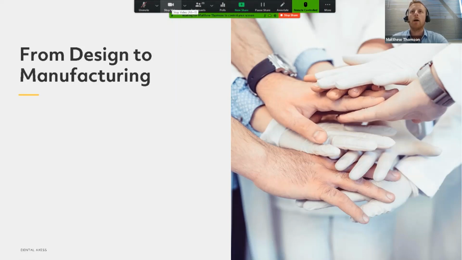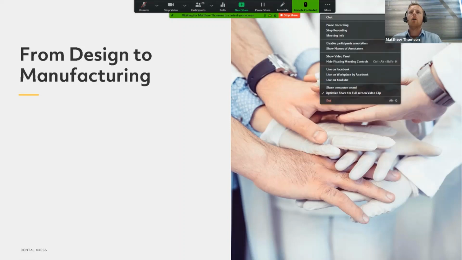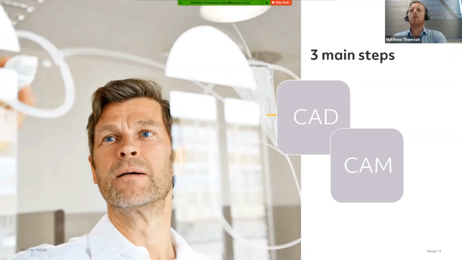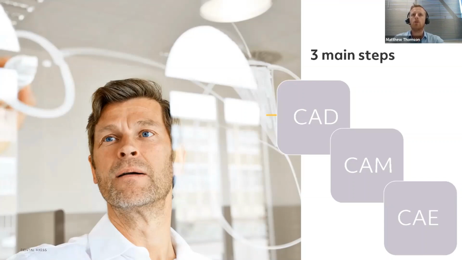So what I'm going to talk about a bit more now is how we're going to mill or how we're going to print. Three main steps: CAD, CAM, and finally CAE, so computer-aided engineering. We've done the CAD, we're going to cover the CAM, and we'll also cover a bit of the computer-aided engineering. Computer-aided engineering is where we're talking about materials and some post-processing options as well.